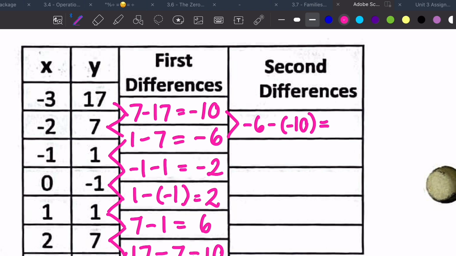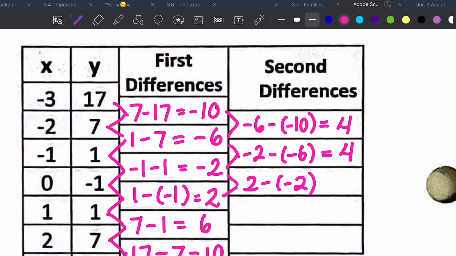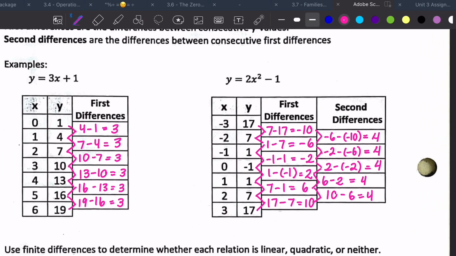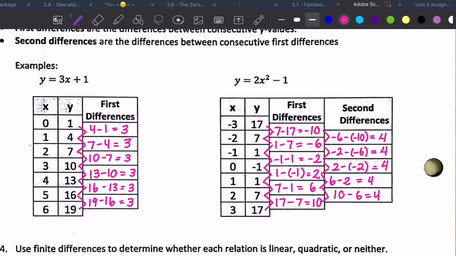I heard it. Oh, Christina, 4. Same thing. Negative 2 minus negative 6, also 4. I think Ethan's onto something. 2 minus negative 2, also 4, and you'll see that this works out for everything. 6 minus 2, 4. 10 minus 6 is also 4. So because the second differences are the same, it is quadratic.